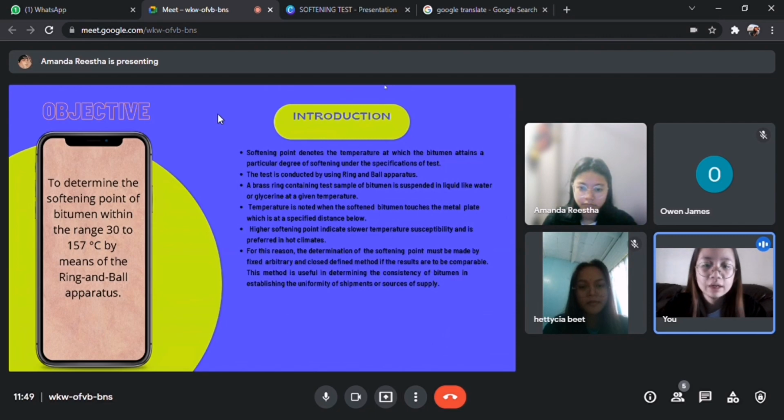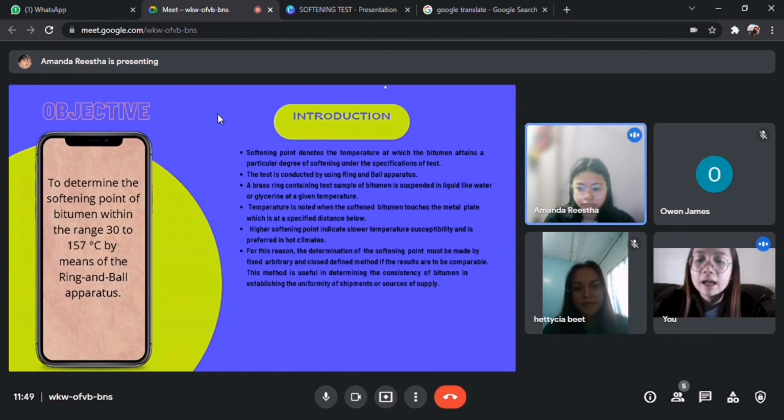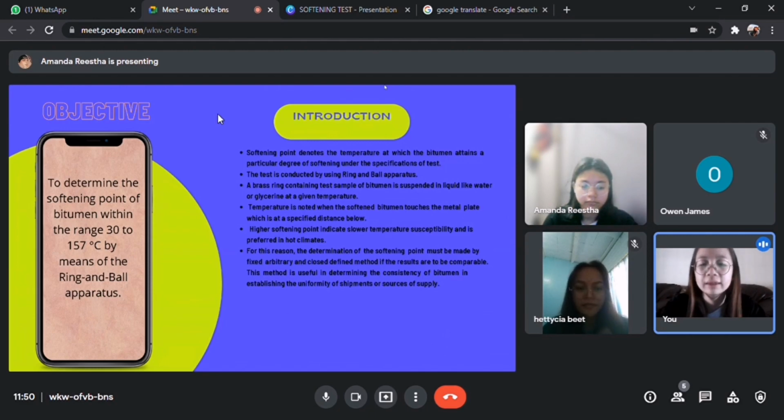A higher softening point indicates lower temperature susceptibility and is preferred in hot climates. For this reason, the determination of the softening point must be made by a fixed, arbitrary, and closely defined method so that the results are comparable. This method is useful in determining the consistency of bitumen and in establishing the uniformity of shipments or sources of supply.